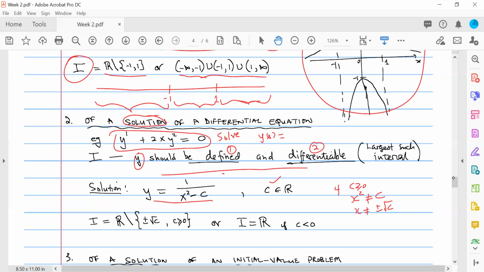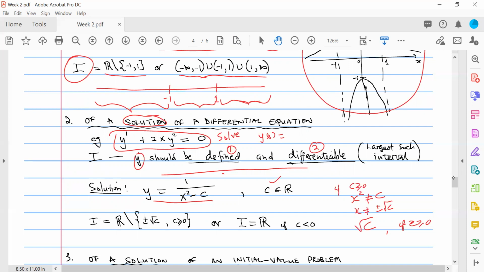But now let's look at that root C. If C is greater than or equal to 0, then this square root is defined. But if C is less than 0, we have a problem.